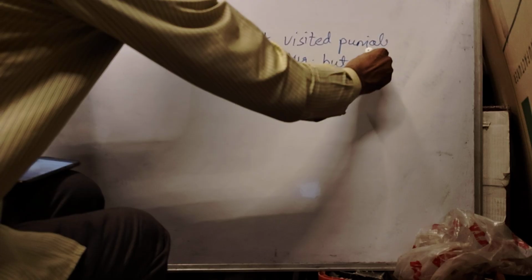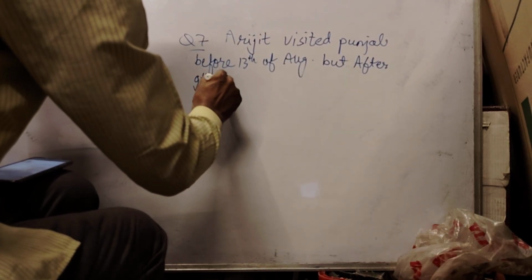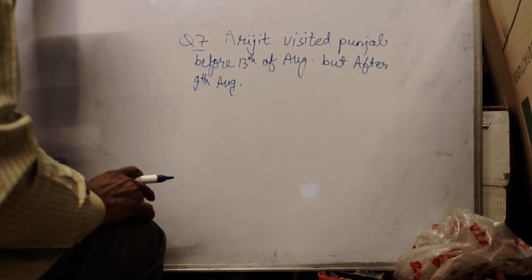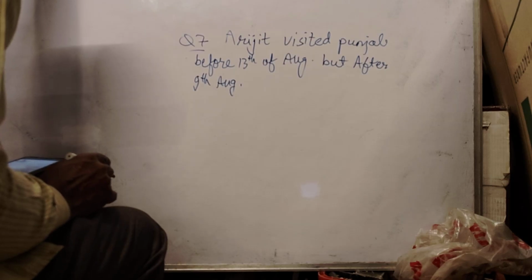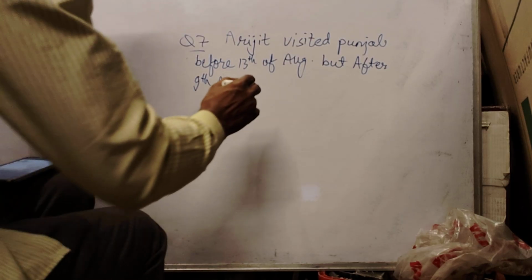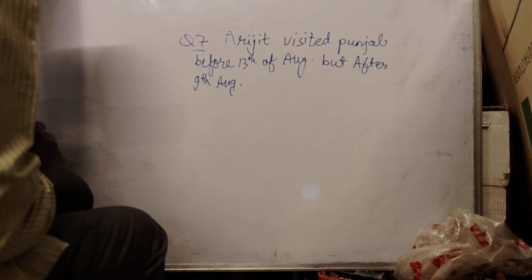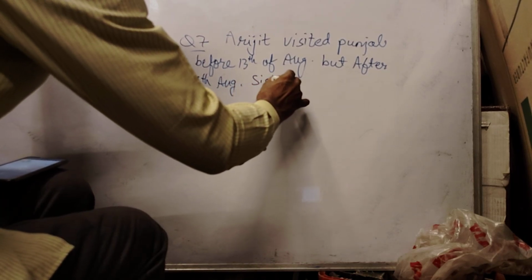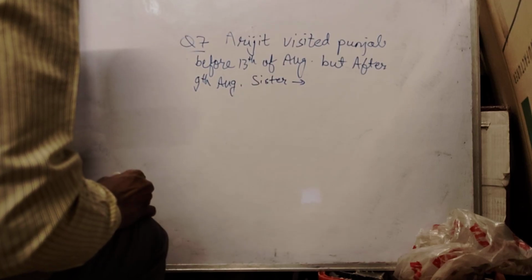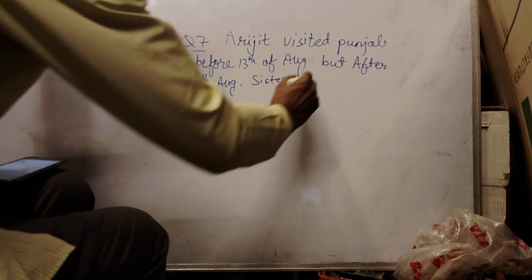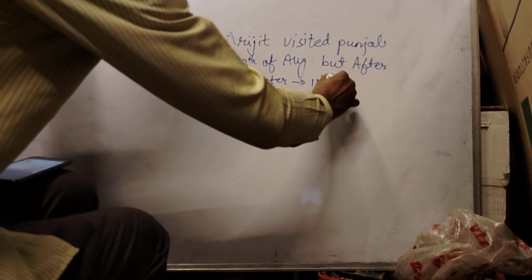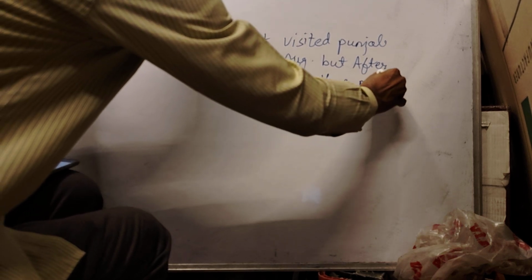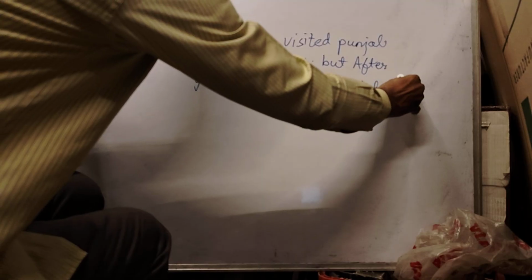But after 9th August. So it means between 9 and 13, Arijit visited Punjab. His sister Trishika correctly remembers that Arijit visited Punjab after 11th August but before 14th of August. So the sister gives the hint: after 11th and before 14th August.